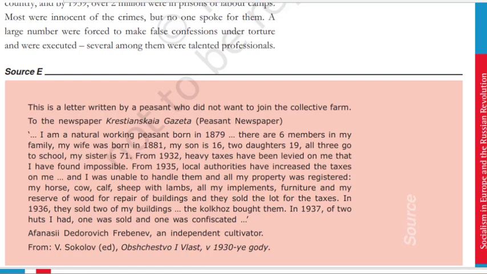From 1935, local authorities have increased the taxes on me, and I was unable to handle them and all my property was registered: my horse, cow, calf, sheep with lambs, all my implements, furniture and my reserve of wood for repair of buildings, and they sold the lot for the taxes. In 1936, they sold 2 of my buildings, the kolkhoz bought them. In 1937, of 2 huts I had, 1 was sold and 1 was confiscated. Afanasy Didorovich Frebenev, an independent cultivator.